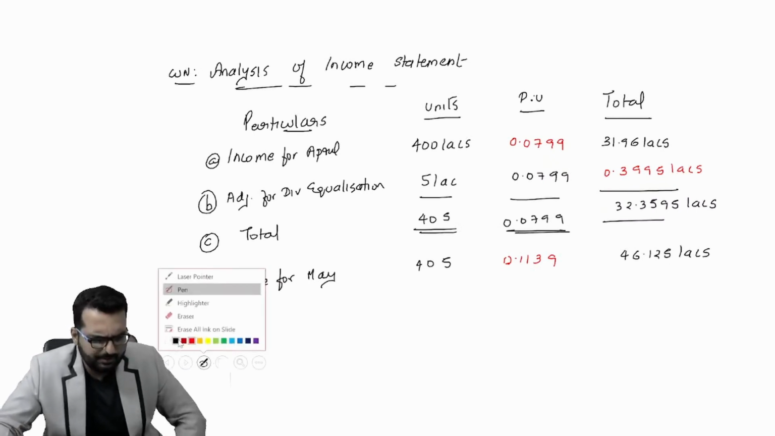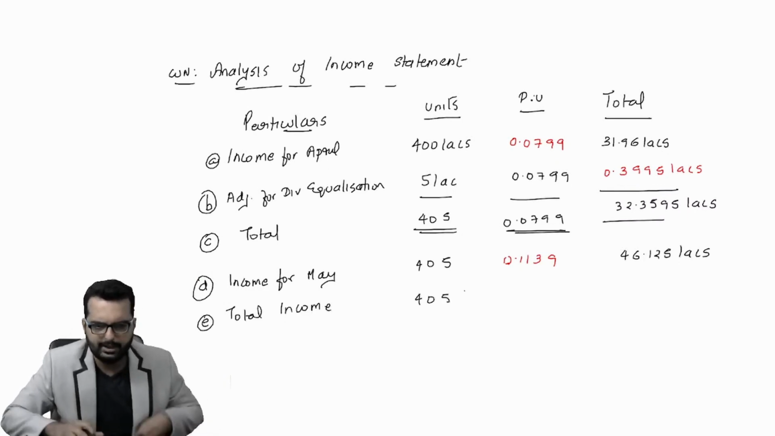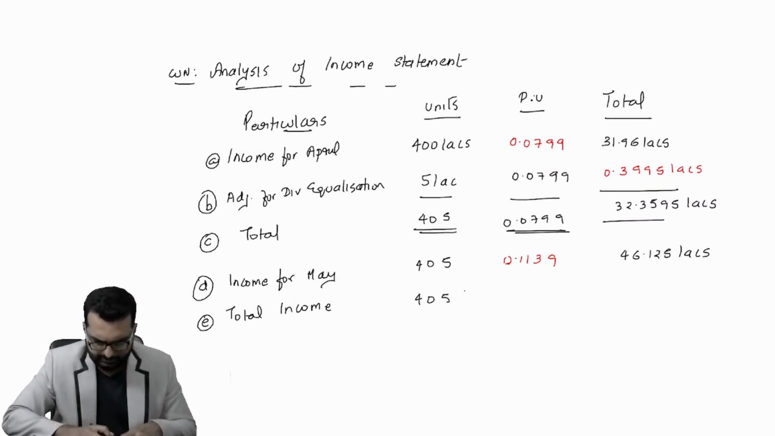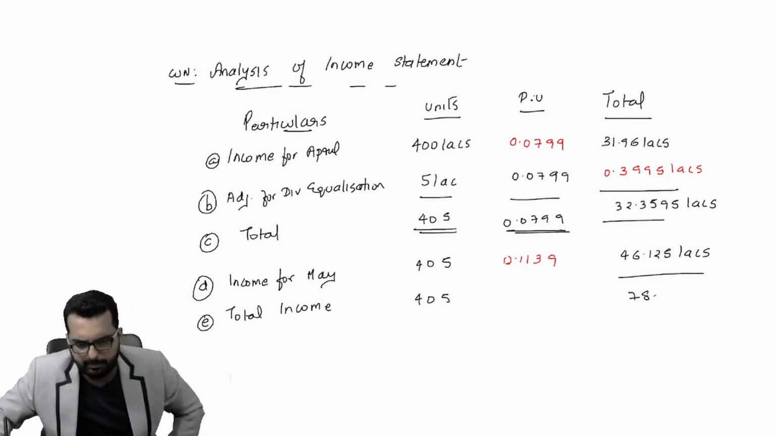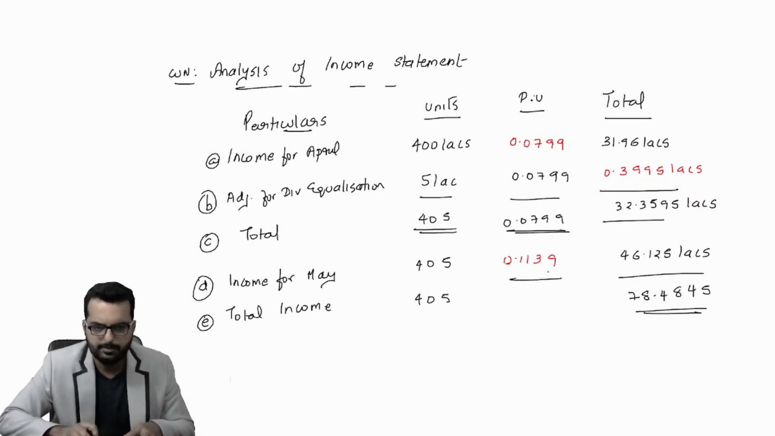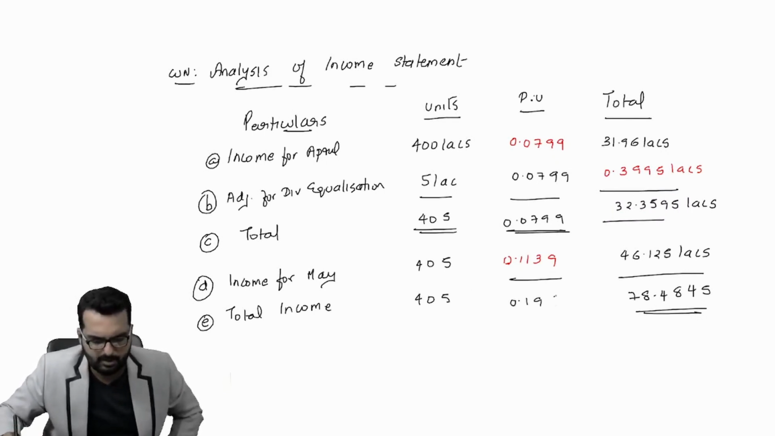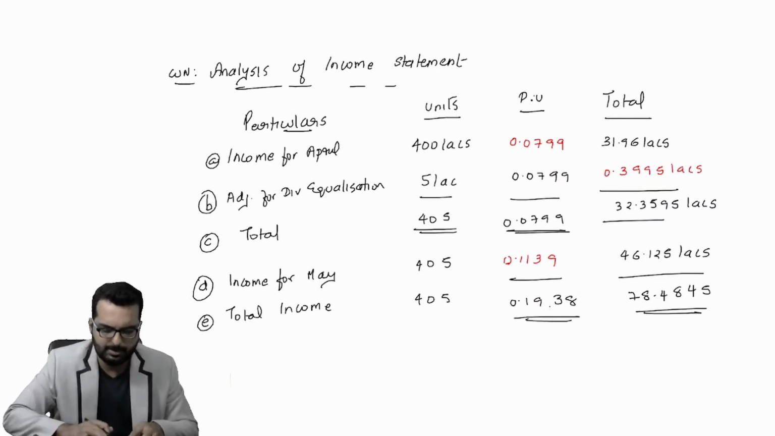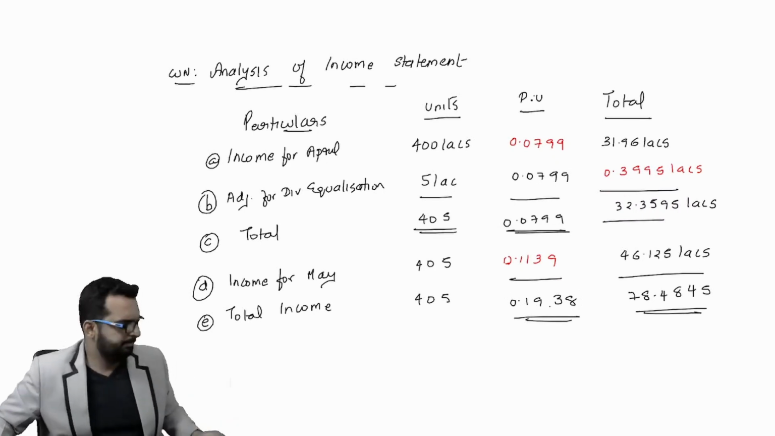So once this comes in, what becomes my total income? For the same 405 lakh, it will be 32.3595 plus 46.125, 78.4845 will come over here. Okay, and here it will be 78.4845 divided by 405. That will be 0.1938. That would be nothing but, yes, this will be the total income.